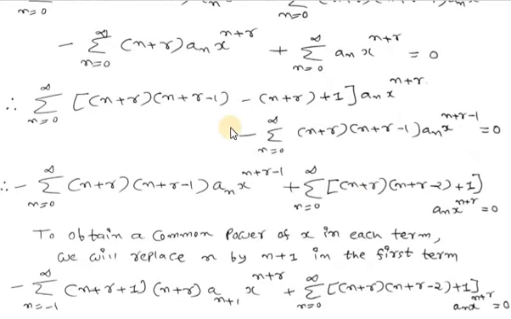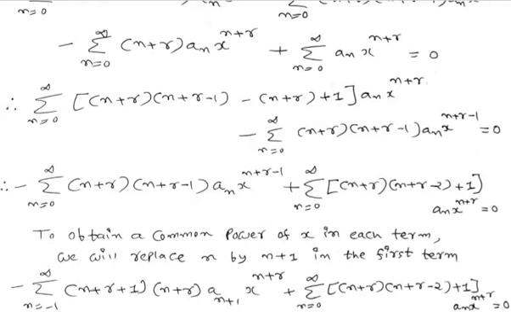Okay, now we have three terms of x raised to n plus r. So taking a_n x raised to n plus r common from these three terms, over here we have (n plus r) into bracket (n plus r minus 1). Then for this term we have minus (n plus r), and then plus 1 for this term, and this one term will be as it is. Okay, and this is equal to 0. Now we have to simplify this result.